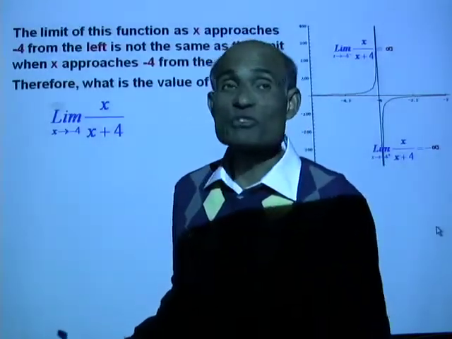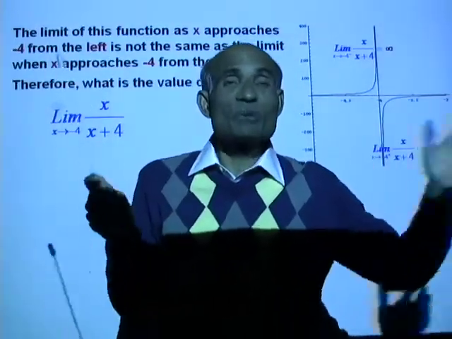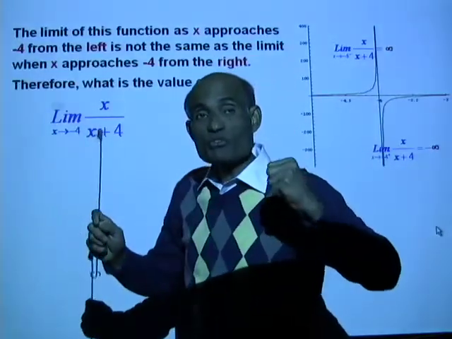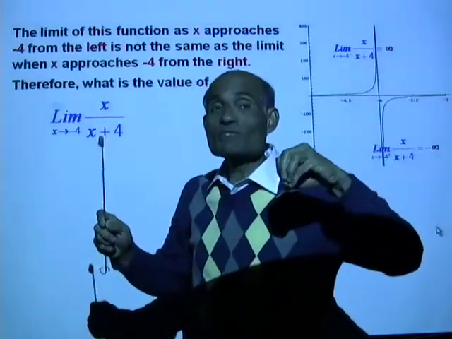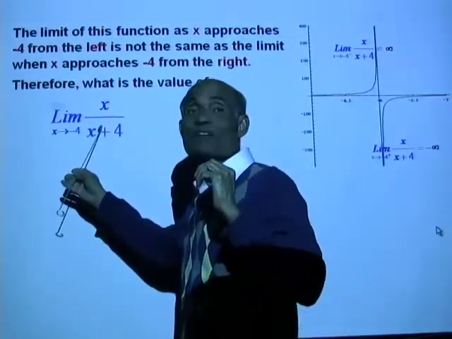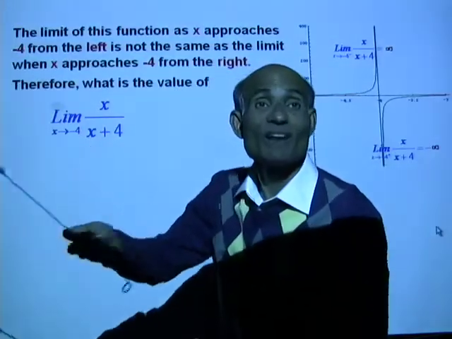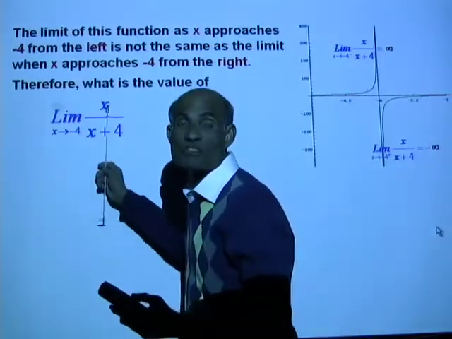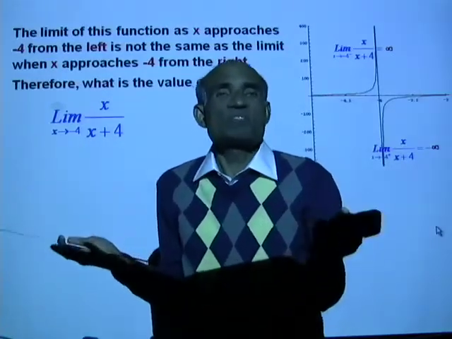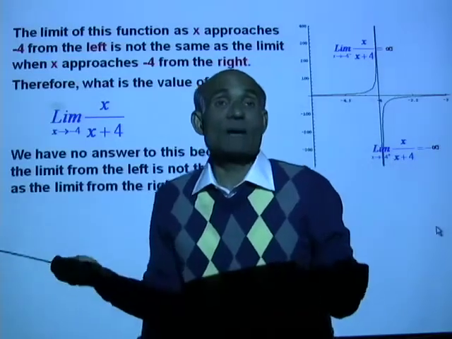You see, to answer this question, you need to break it down into two pieces like we had, because the limit of this function when x approaches -4 from the left is not the same as the limiting value of this function when x approaches -4 from the right. And therefore, if somebody asks you this, the only thing you can say is that, I don't know. Because it's not clear.